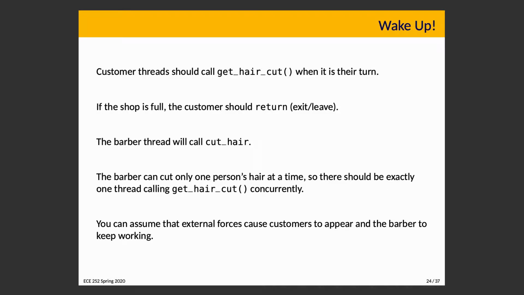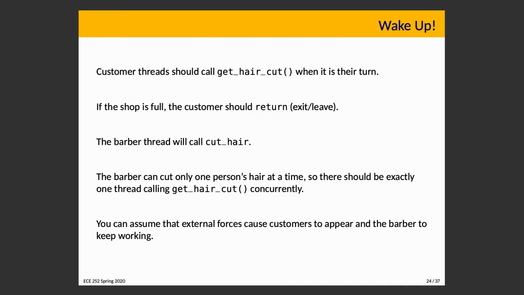And for the purposes of just writing down our pseudocode in a bit of a simpler way, we'll say there are external forces that cause customers to appear and for the barber to keep working, so we don't have to write a loop for either of them that says while true, continue, anything like that. Just the content of the loop that we might otherwise normally write.